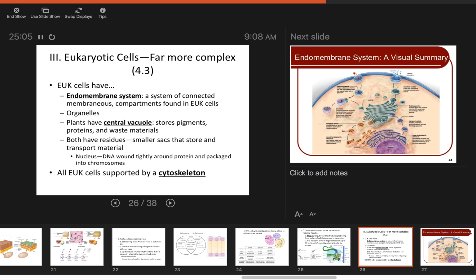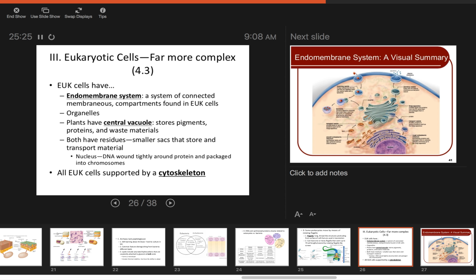Because the biology book that we have doesn't say animals have vacuoles. Like, that's a difference between plants and animals. Plants have vacuoles. No, that's false. Animals also have vacuoles, but they're not as big. Okay. So the central vacuole in plants can store pigments, proteins, as well as waste materials.